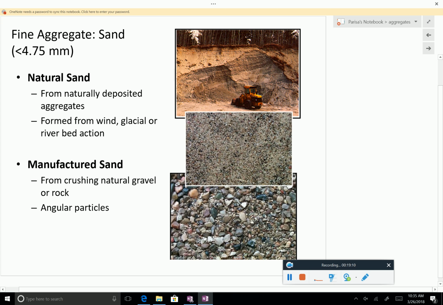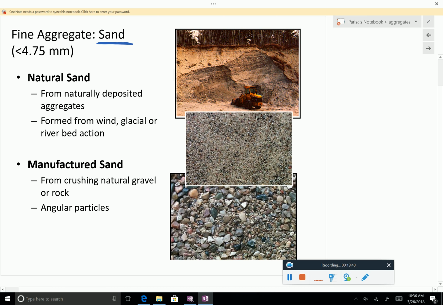And then, if it is less than that, in concrete design and asphalt design, this is considered fine. In soil mechanics, fine is much finer, right? It's smaller than sieve number 200. But here we just have coarse and fine. You don't need to go that far. And we consider this sand.